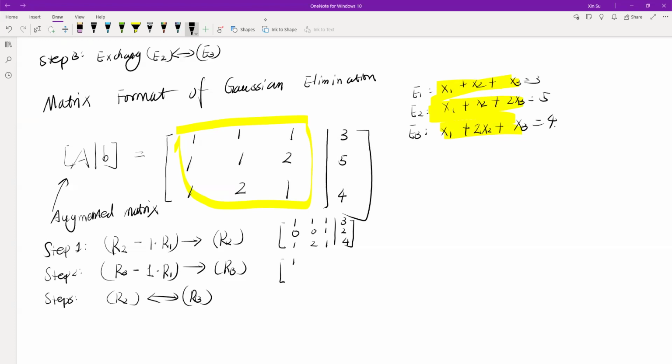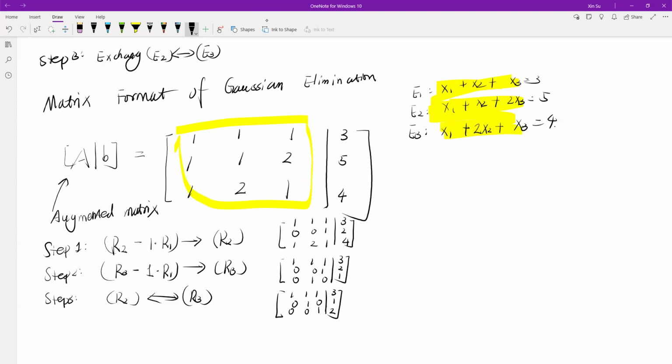And then for step 2, you would get 1, 1, 1, 0, 0, 1, because we are not changing row 1 and row 2 in step 2, and we just change row 3 here. This is the row 3 step 2 result. And for step 3, we get 1, 1, 1, and 3 here. We are just exchanging row 2 and row 3, which means the original row 3 will become our new row 2, and that is the result.